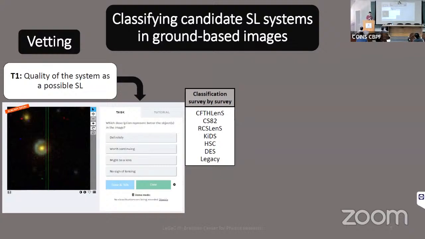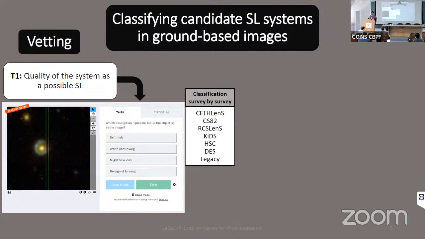Speaking more about the vetting, there is only one simple question: which description represents better the object in the image? And we have 4 options. Definitely is a strong lens system. So you choose this option when you bet your salary on this system being strongly lensed. Then we have worth continuing. These are for the systems that you are not 100% sure, but there is a strong hint of being strongly lensed.